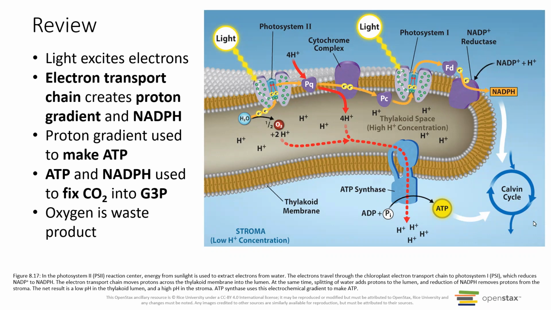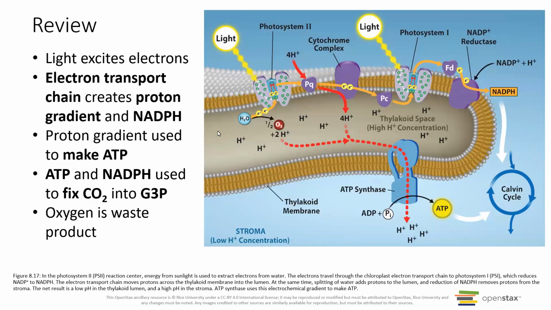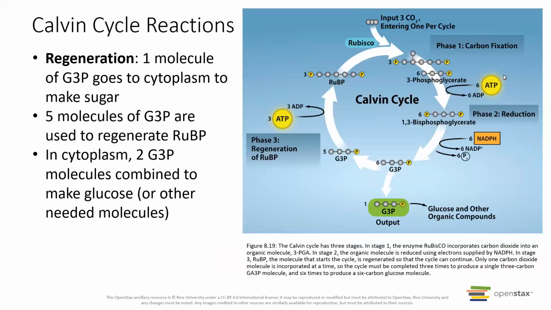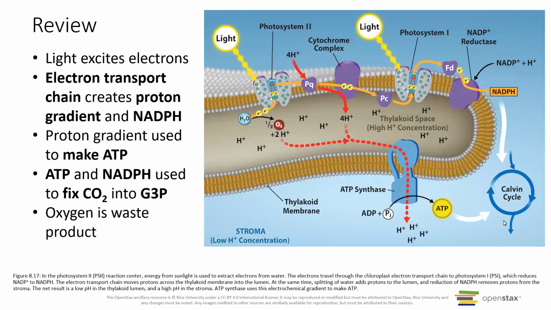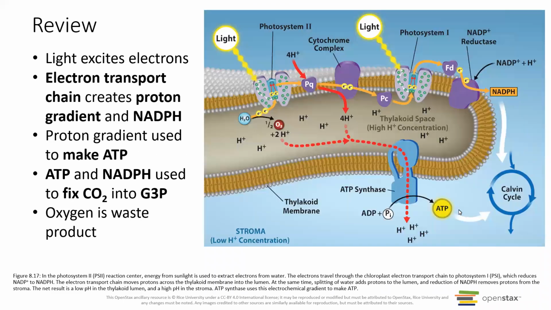That NADPH goes to the Calvin cycle to power the reduction reactions here. The hydrogen concentration gradient is used to turn ATP synthase to make ATP. The ATP goes to the Calvin cycle so that its energy can be used to fix carbon and to regenerate RuBP. The Calvin cycle makes G3P. I always want to put the 3 first.